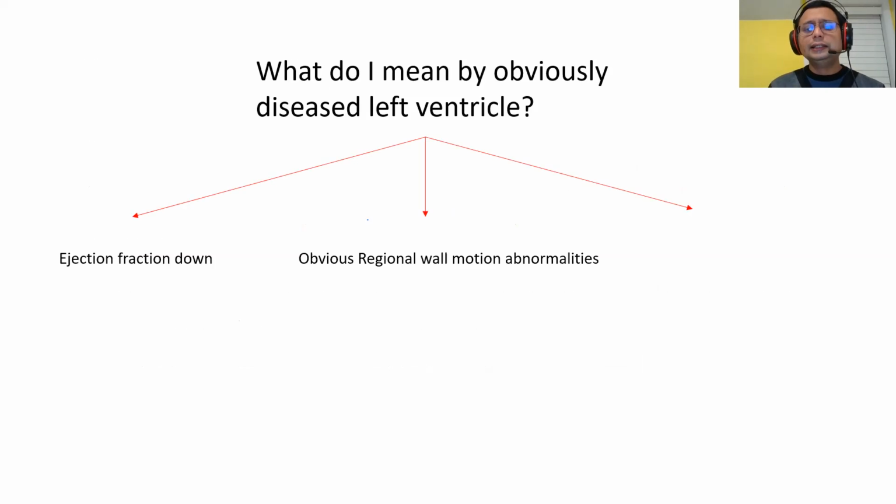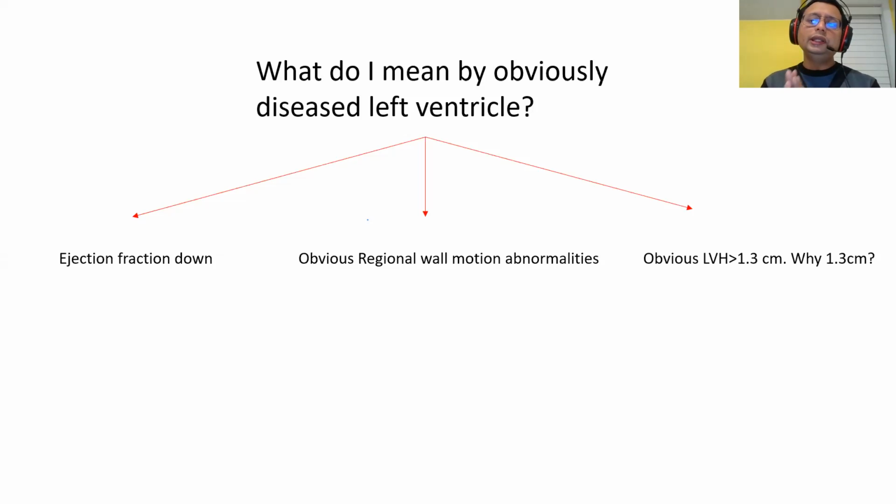What about next? Someone with obvious regional wall motion abnormalities. Say someone with anteroseptal myocardial infarction and akinesia of the anterior wall of the left ventricle. Or someone with apical hypertrophic cardiomyopathy with apical aneurysm. This patient obviously has diastolic dysfunction. And the last one is someone with obviously abnormal left ventricular wall thickness. Okay, not left ventricular hypertrophy, I mean the simplified left ventricular wall thickness.